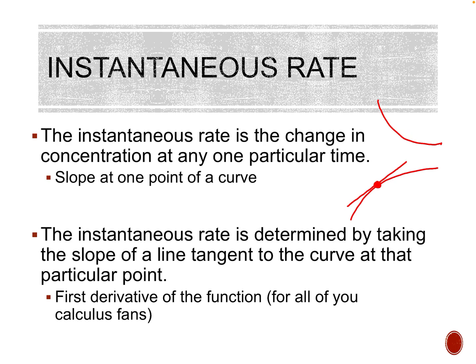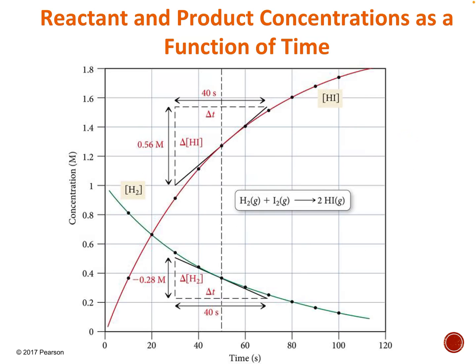But the instantaneous rate is going to be determined by taking the slope of a line tangent to the curve at that particular point. You don't have to do any kind of derivatives. You'll be given all of the points, and you're just going to use that formula that we did before with our change in concentration over our change in time. So here it is. So if we were looking at our instantaneous rate of hydrogen iodide, right? So that is a product.